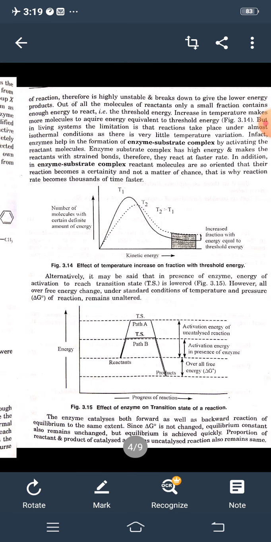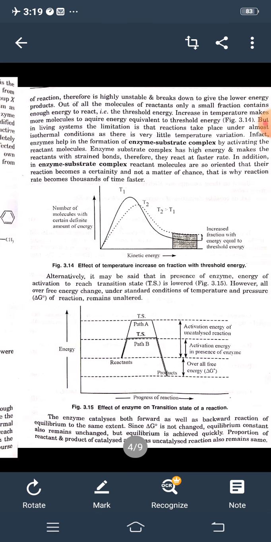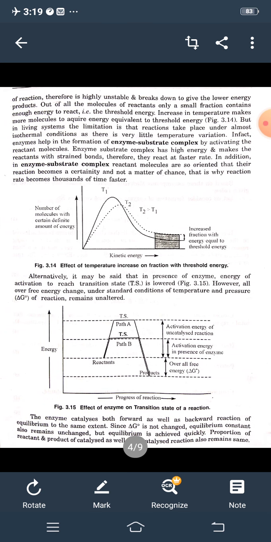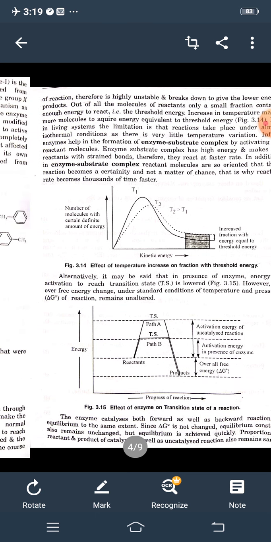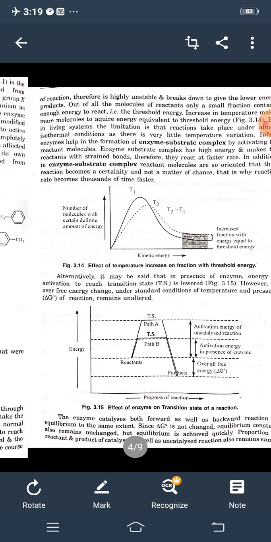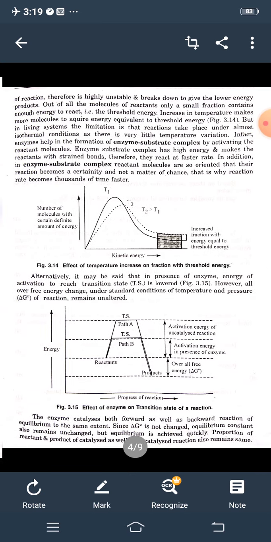Alternately, it may be said that in the presence of enzyme, the energy of activation to reach the transition state is lowered, as shown in figure 3.15. However, the overall free energy change under standard conditions of temperature and pressure, delta G0, of the reaction remains unaltered. The enzyme catalyzes both forward as well as backward reaction of equilibrium to the same extent. Since delta G0 is not changed, the equilibrium constant also remains unchanged, but equilibrium is achieved quickly. The proportion of reactants and products of catalyzed as well as uncatalyzed reactions also remains the same.